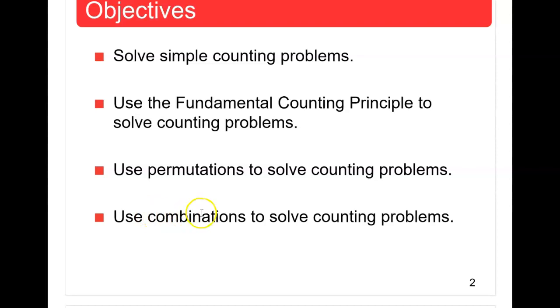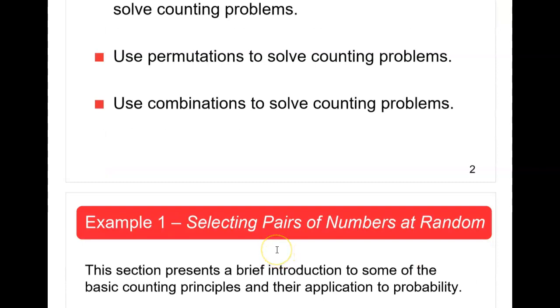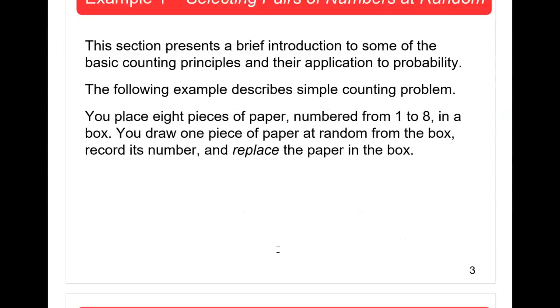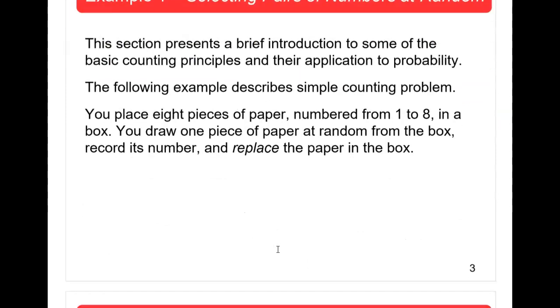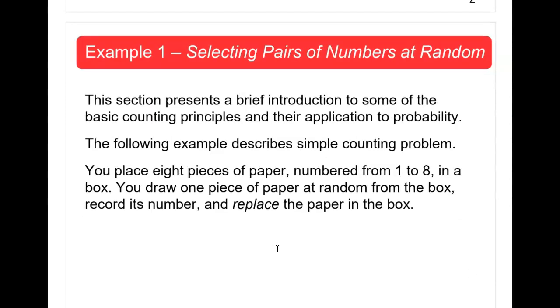The formula to find the number of combinations is the same as the formula that we saw in section 9.5, the binomial theorem. So let's start with the first example. Example 1, selecting pairs of numbers at random. This section presents a brief introduction to some of the basic counting principles and their application to probability.